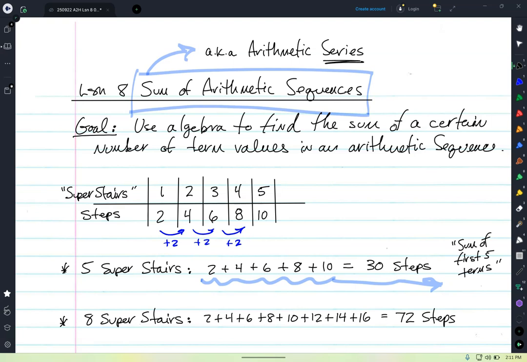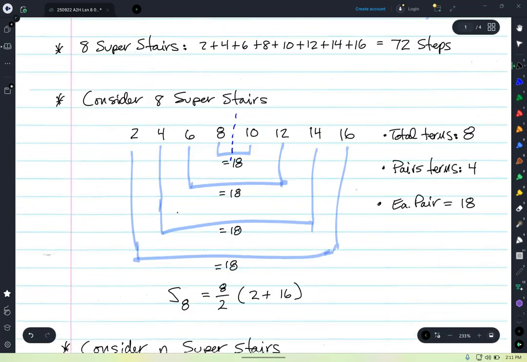An arithmetic sequence is a list of numbers that have a common value being added or subtracted to create the next term in the list. An arithmetic series is a sum of some of those numbers. Okay, got it? Now, let me just remind you what we did yesterday.